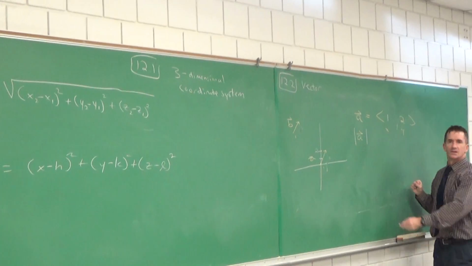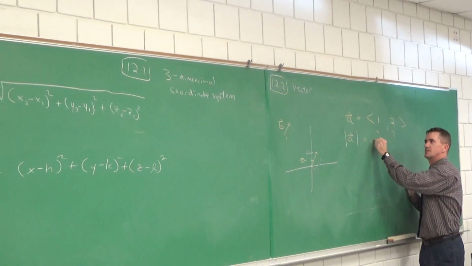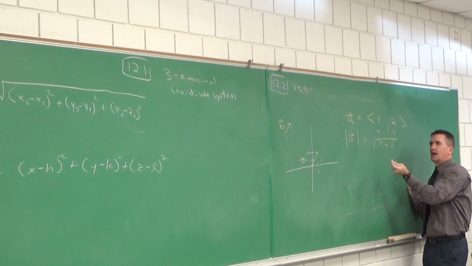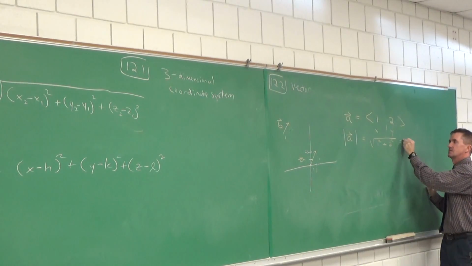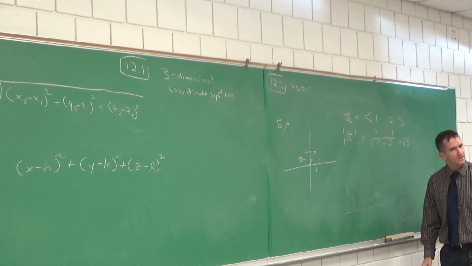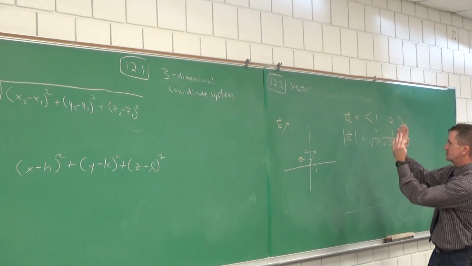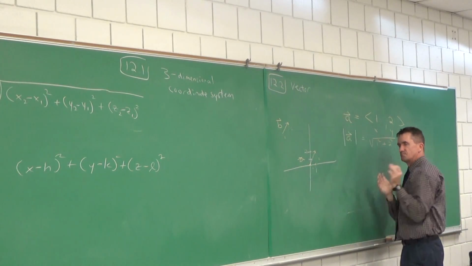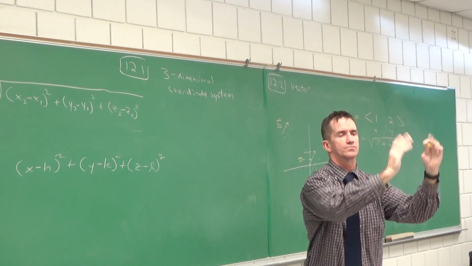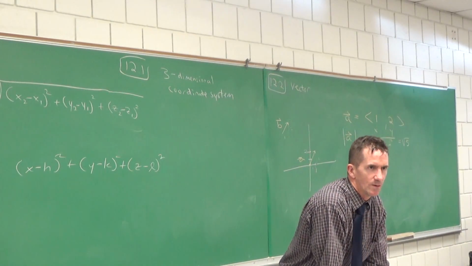I'm going to do the square root of the 1 squared plus the 2 squared. All right, how long is it? Root 5. That's the length of the vector. That's the magnitude of the vector. And we just put these bars around it to represent magnitude. So any of those bars written around any of those vectors will represent your magnitude.